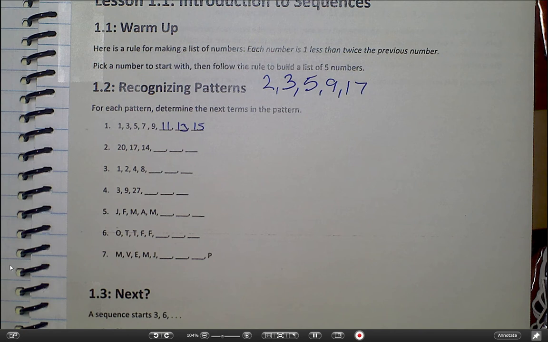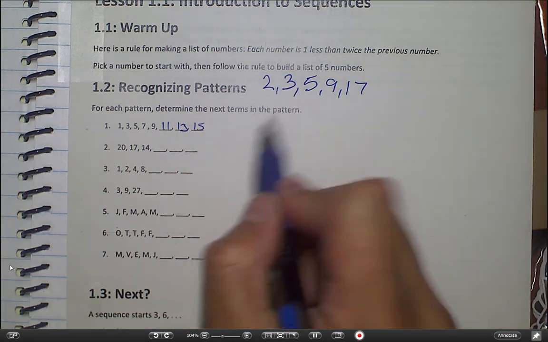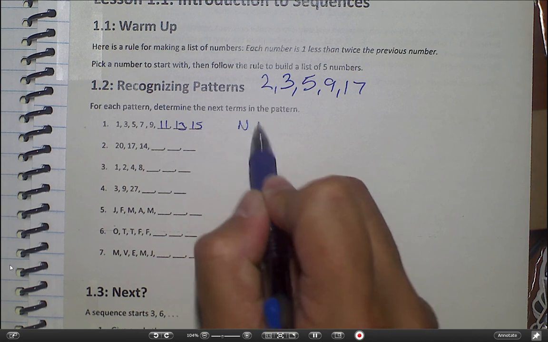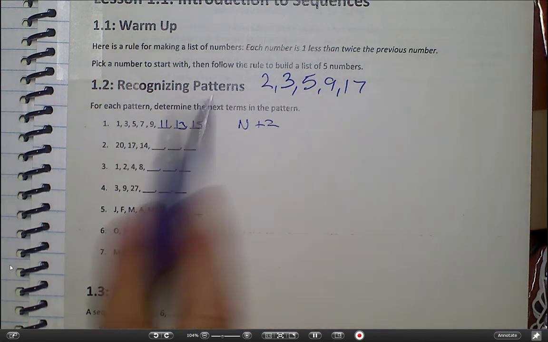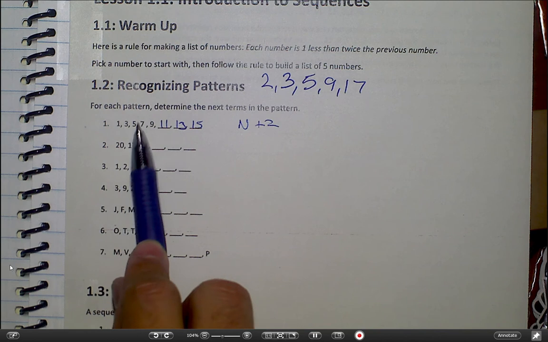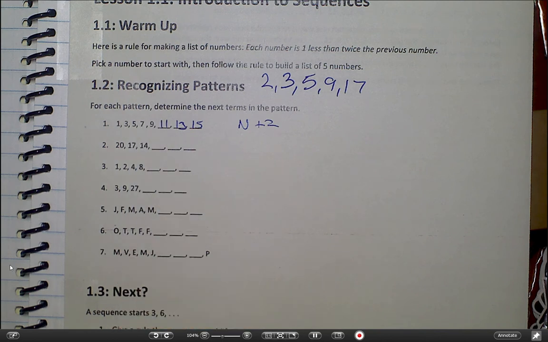Anyone, can you describe it? What would I do? Just add 2. So whatever the number is, then add 2. Okay, previous number plus 2, right? So it'd be like n plus 2. So whatever number is in my pattern, then plus 2. Number plus 2. Okay. Now let's try this next one, number 2.